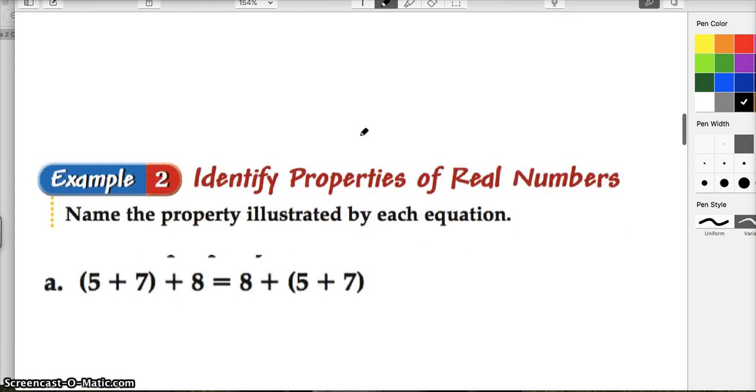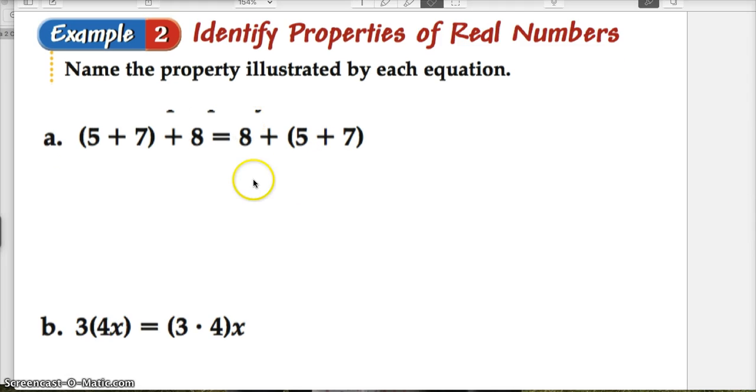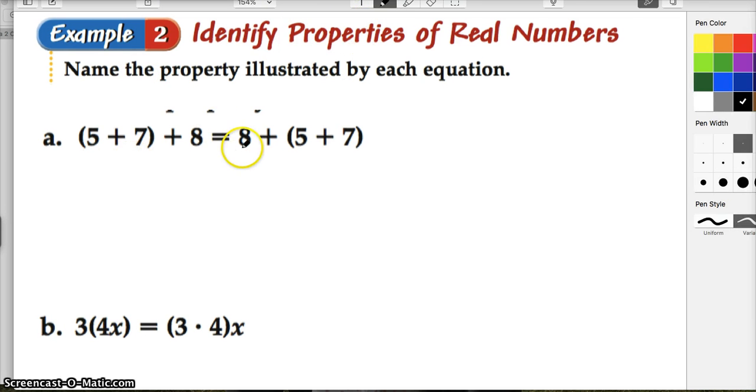All right, so now we're going to talk about properties, and we're going to do some of these problems. And if I have to, we'll make a part 2 of this video. It's all to the good. So we're going to basically just name the property illustrated by each equation. So here I've got addition. So this is obviously a property over addition.